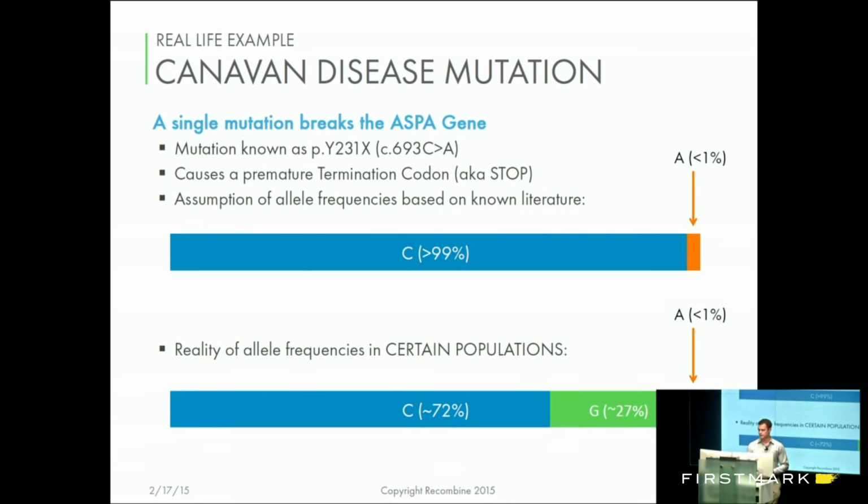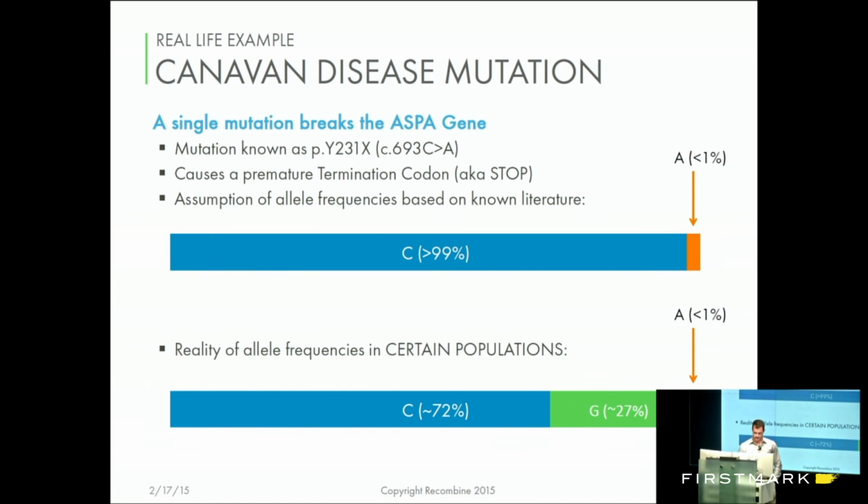And what that led to is a kind of a problem that we saw in a particular disease when we were testing for it. So there's a disease called Canavan disease. It's caused by mutations in the ASPA gene. And there's one mutation in particular, 693C to A, which causes a termination codon. It breaks the gene. In the literature, based on what we read, 99% of the population carries a C, which means that they are healthy and they do not have this disease, and less than 1% of the population carries an A.